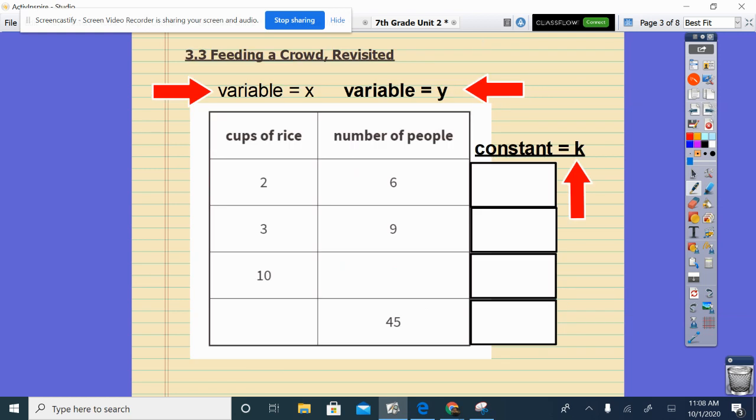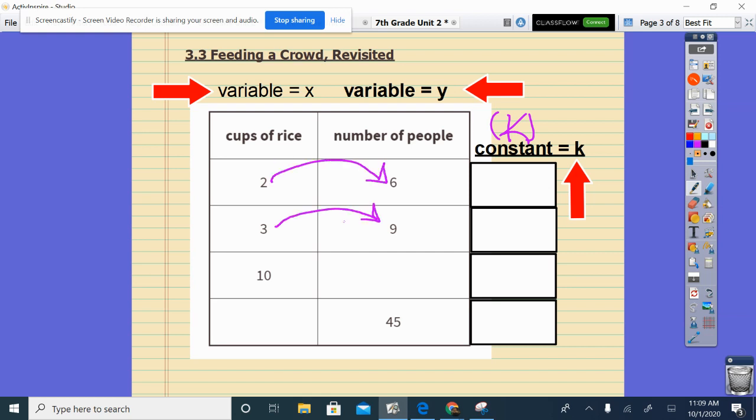Now, let's revisit feeding a crowd. This is an example that we used the other day. Again, make a table: cups of rice, number of people. We've done this before. Now I want you to add a third column right here: constant equals K, or this could be just K. That's our constant. So again, what do you notice and what do you wonder?